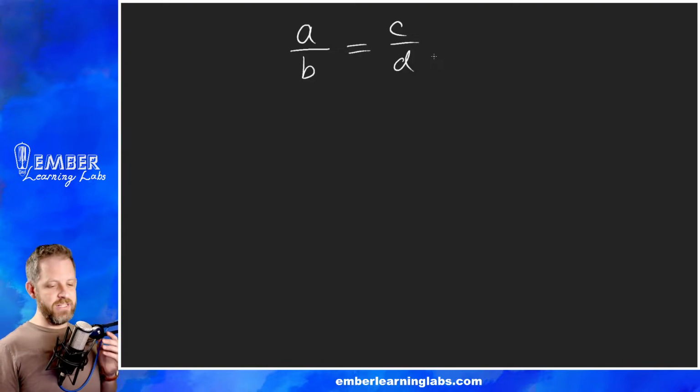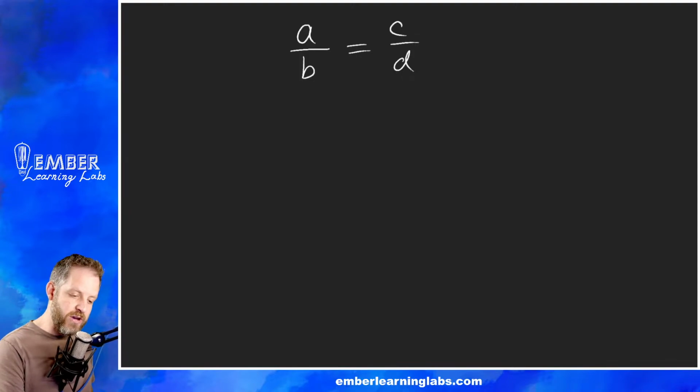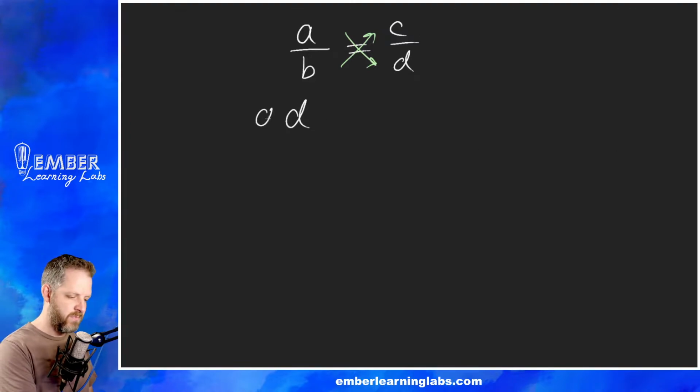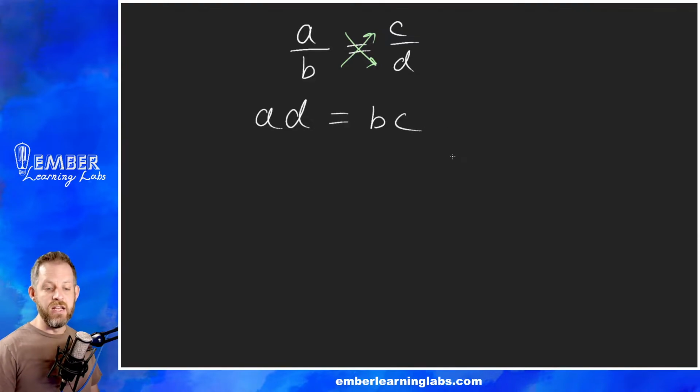I basically told you how to solve proportions just now, because how we solve a proportion is we cross multiply. What the heck am I drawing? That don't look like no arrow. A times D equals B times C. Okay, so let's use this fact in a couple, three or so examples, and let's solve us some proportions.